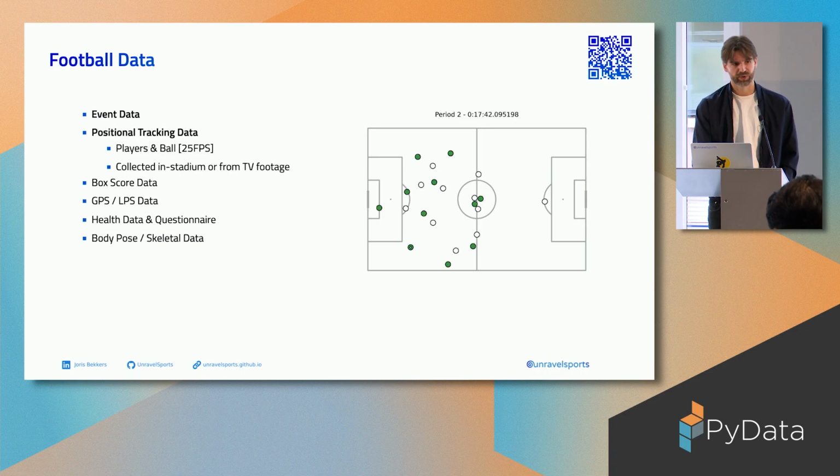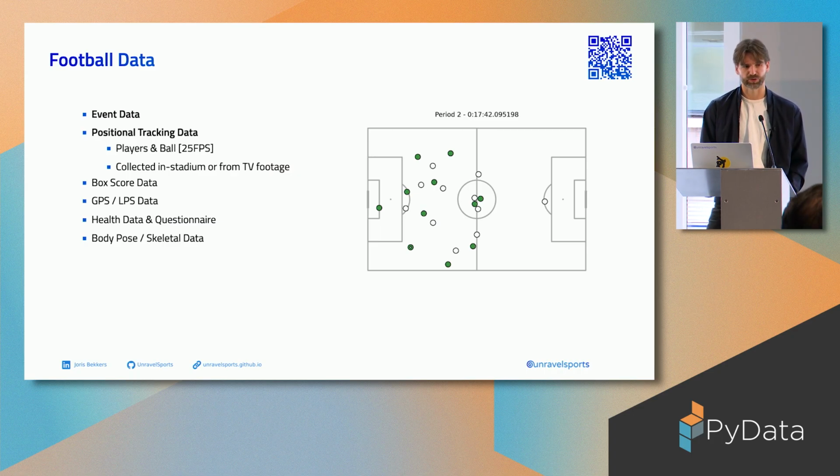And we're also going to be using positional tracking data, and this data is recorded at 10 frames per second. In this case, it's at 25 frames per second. Sometimes it's collected in stadium, but that data is not shared with the public. And there are some companies right now that are collecting this data from broadcast footage, and that's what we'll be using today.